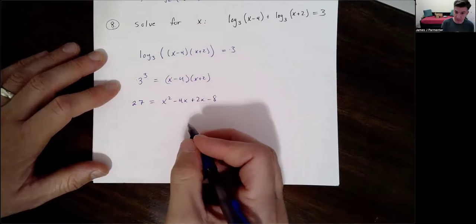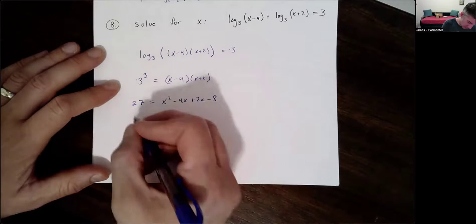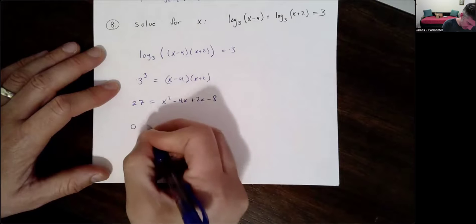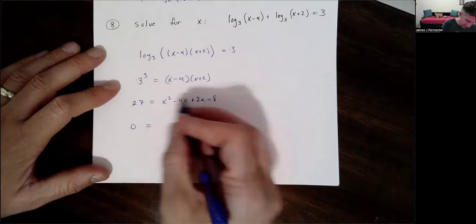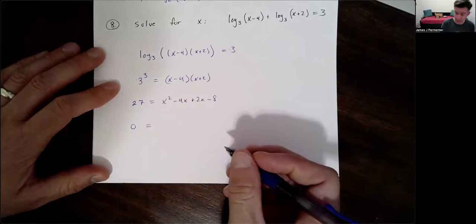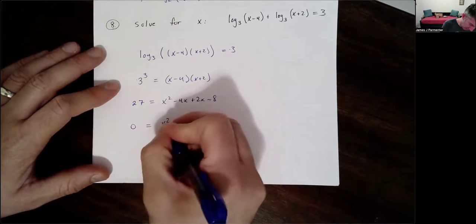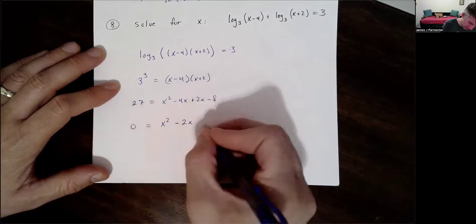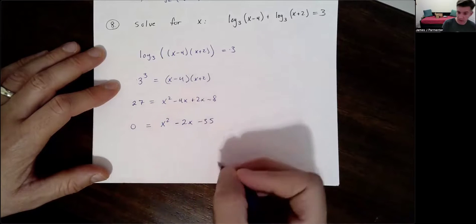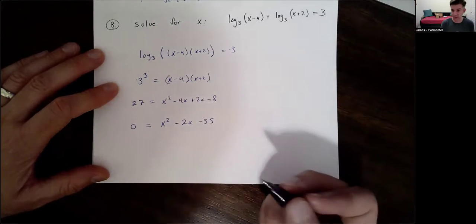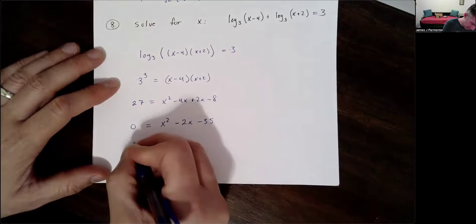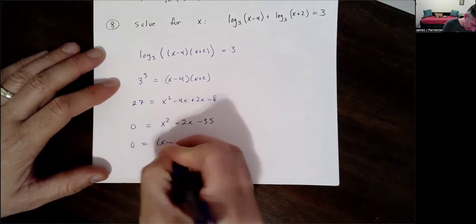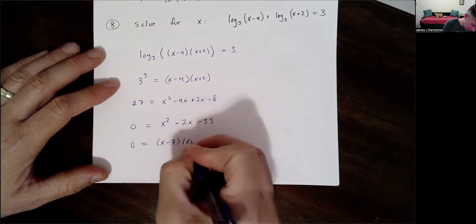We're going to bring everything to one side and also combine like terms. So we're going to subtract 27 on each side to get 0 on the left. Negative 8 minus 27 is negative 35. So we're going to get x squared, and then minus 4x plus 2x is minus 2x. And then again, minus 8 minus 27 is minus 35. This does factor, and problem sets like this, if they're set up well, usually do. We get 0 equal to x minus 7 times x plus 5.